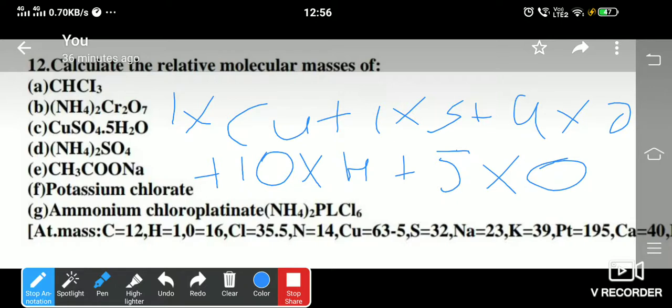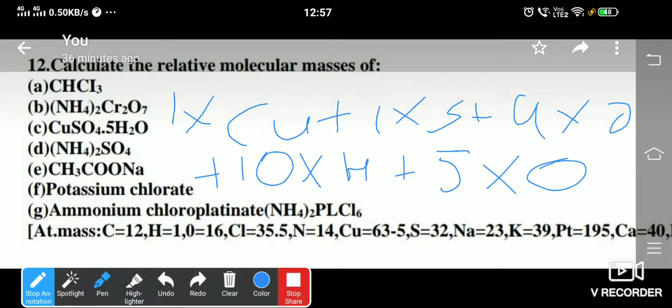Now replace these symbols with the atomic mass number so that you get the right answer. Your substitution will be 1 into 63 plus 1 into 32 plus 4 into 16 plus 10 into 1 plus 5 into O. I'll wait for you. You can start solving it so that we are on the same page. Again, I'm repeating, it would be 1 into 63 plus 1 into 32 plus 4 into 16 plus 10 into 1 plus 5 into 16.